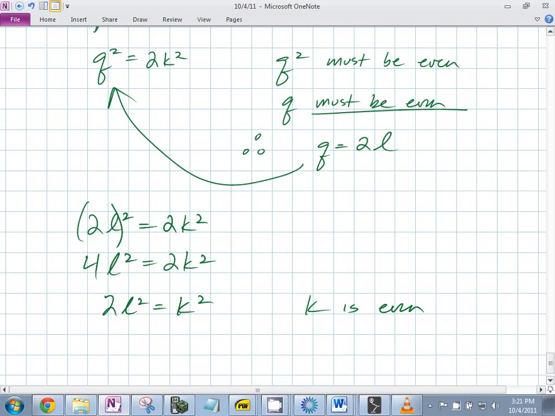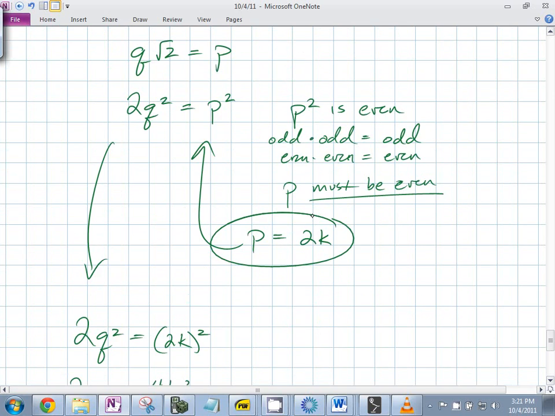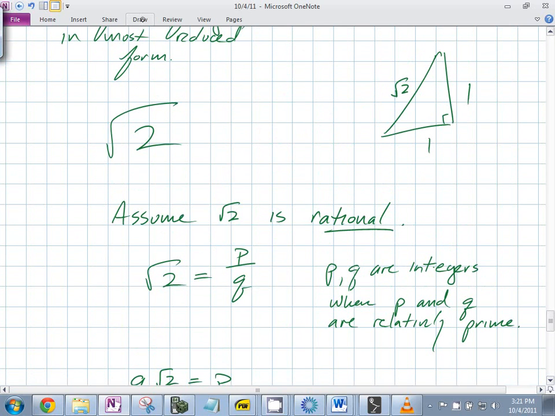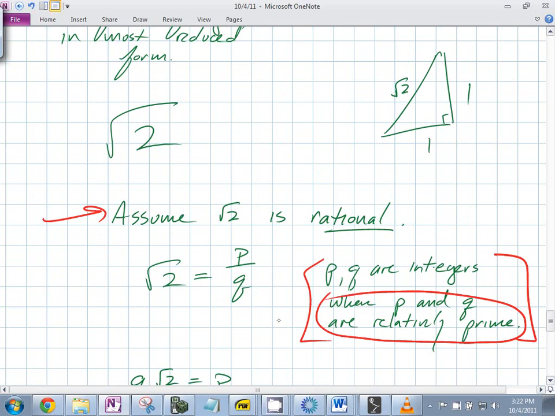Let's throw in: q is 2l, where l is an integer, and p is 2k, right? What did we say at the beginning? Stop. We said this is rational, which meant that p and q are integers. What did you say here? p and q are relatively prime. But what did we just show? We just showed p and q are not relatively prime.